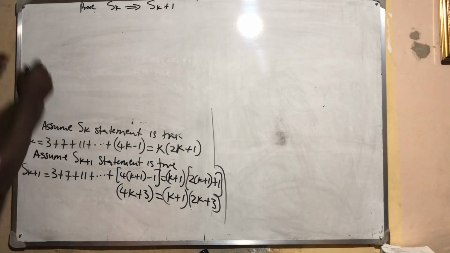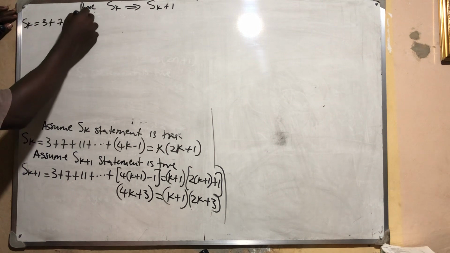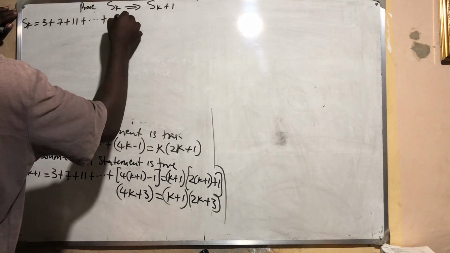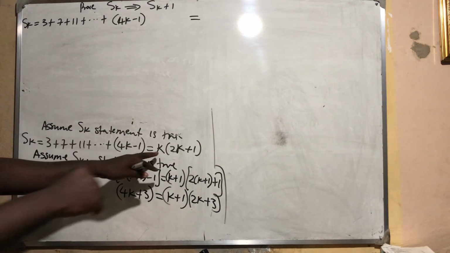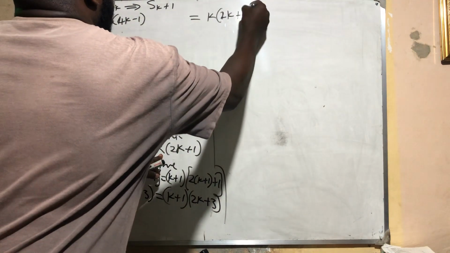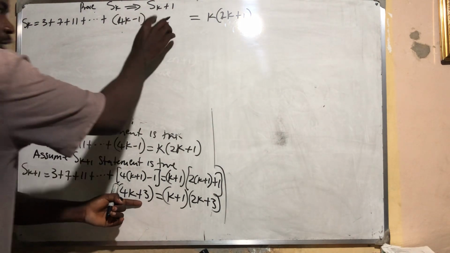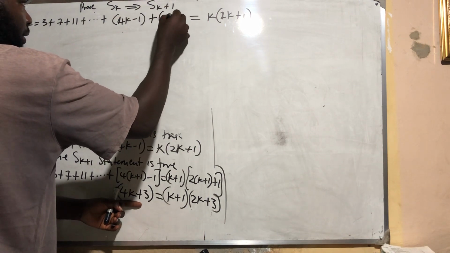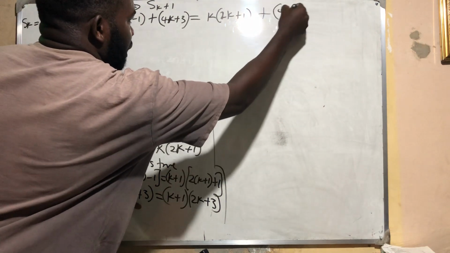So from my Sk, which is what? 3 plus 7 plus 11 plus dot dot dot plus this, the left hand side, 4k minus 1, is equal to k in bracket of what? 2k plus 1. Now, this is my Sk, but they say that I am carrying this left hand side to add to both sides. So I'll say I'm adding here plus 4k plus 3. I've added here, so I need to add here again the same 4k plus 3.